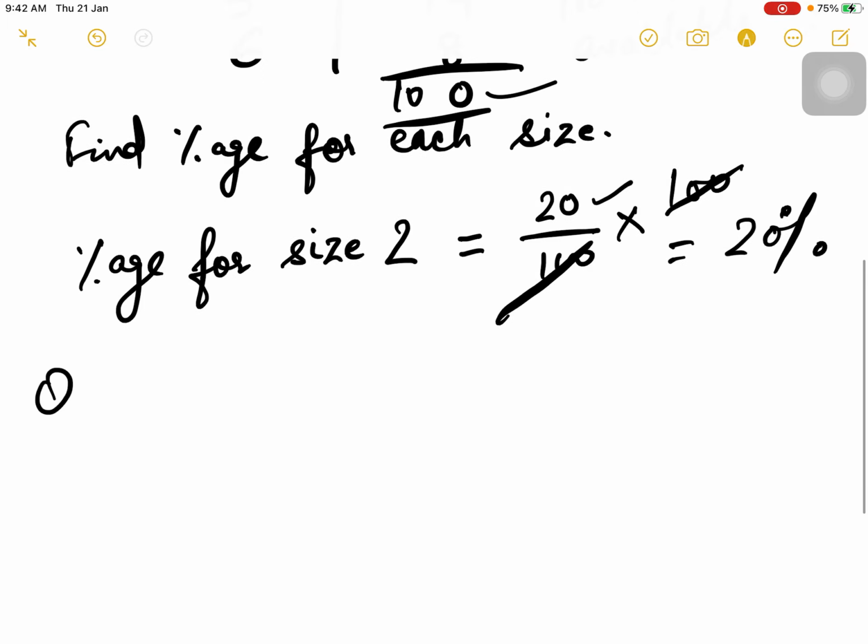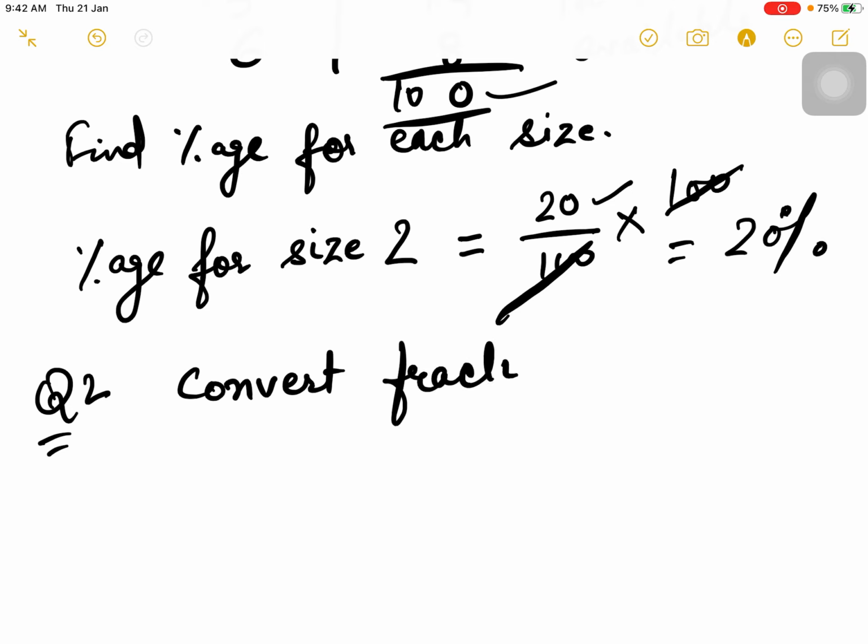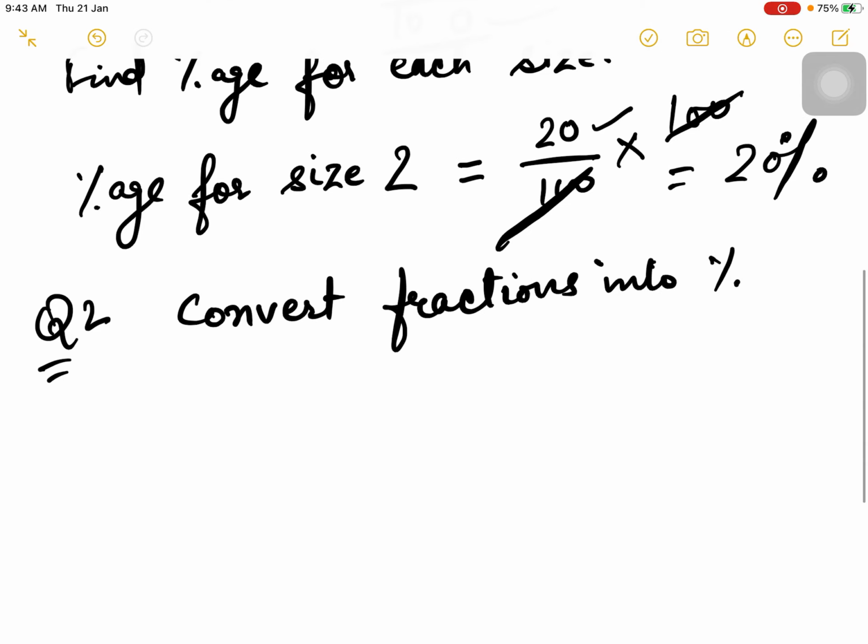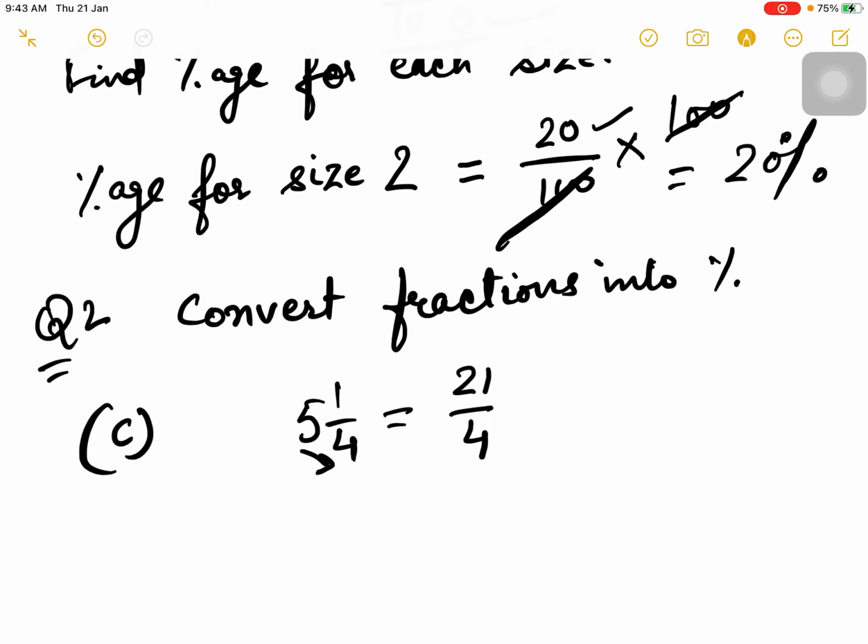Okay, now question number 2. It is convert fractions into percent. Okay, fractions are given and you have to find the percentage, and I'm going to solve part C. Okay, it is 5 1 by 4. We have to find the percentage for this fraction. So this is a mixed fraction. We'll convert it into an improper fraction. For that, 5 4s are 20, 20 plus 1, 21 upon 4. Now 21 upon 4 is the improper fraction and we have to find the percentage.